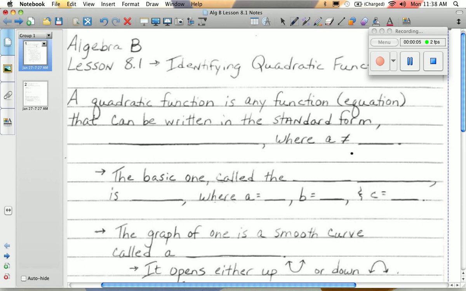In lesson 8.1, where we're identifying quadratic functions, we're going to start with some of the things in it today, but we're going to finish up with the others tomorrow. So a quadratic function is any function, an equation, that can be written in the standard form. And here's what standard form looks like.